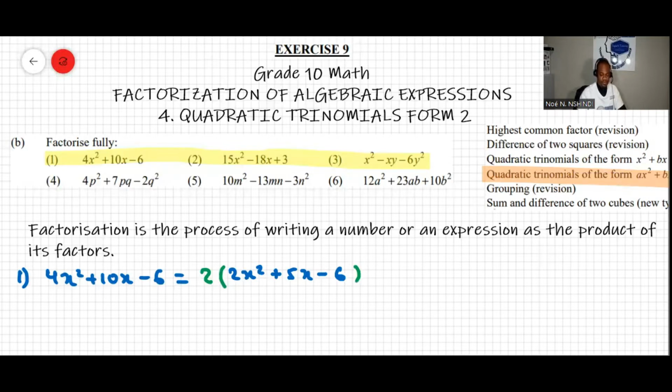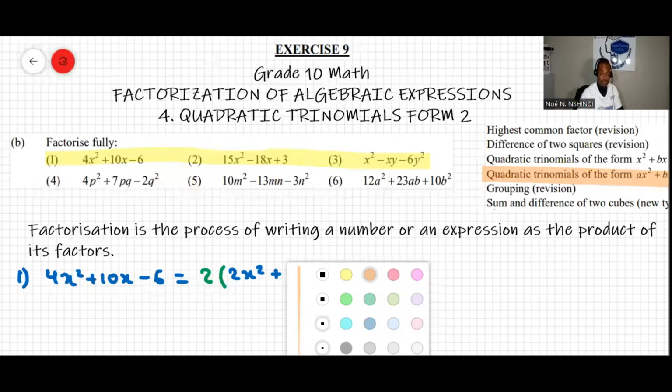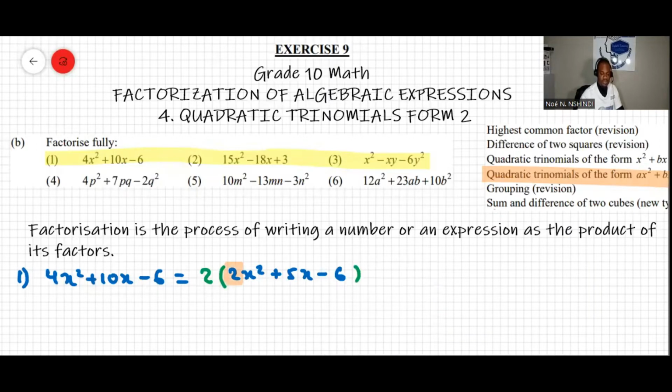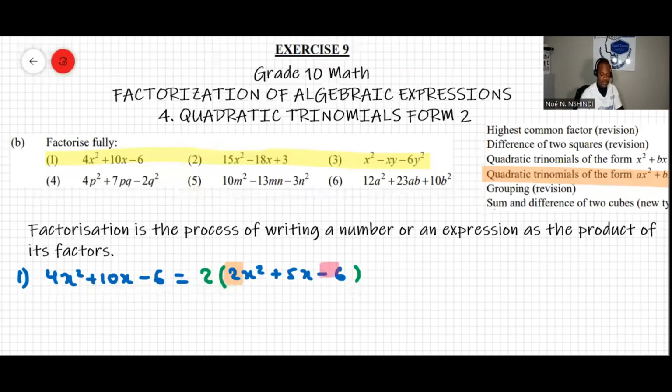Then we can do what we were doing earlier. We will take 2, and multiply it by the coefficient of x² and the last term. 2 times -6 will make -12. I'm going to write my -12 over here, and then list all the factors of 12. They are 1 and 12, 2 and 6, 3 and 4.